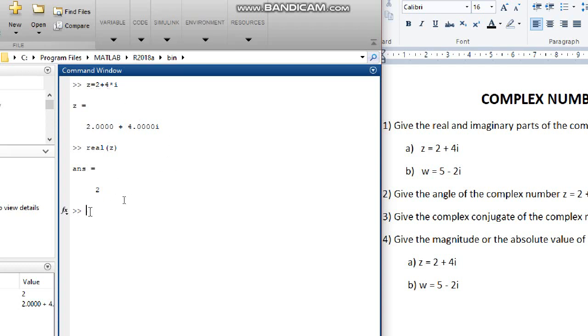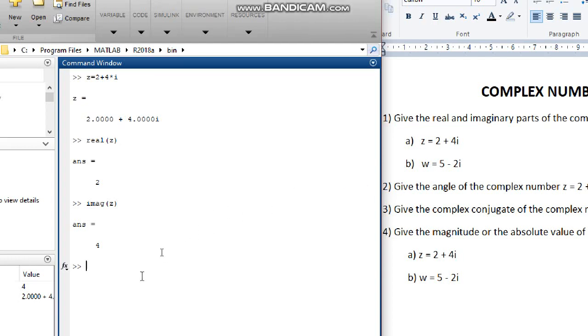So let me find the imaginary part of z. To do that, I simply type in imag of z. If I hit enter, it's going to return 4 as the imaginary part of the complex number z. So that is it. I give you the B part to solve as an assignment. So let us move to the next example.